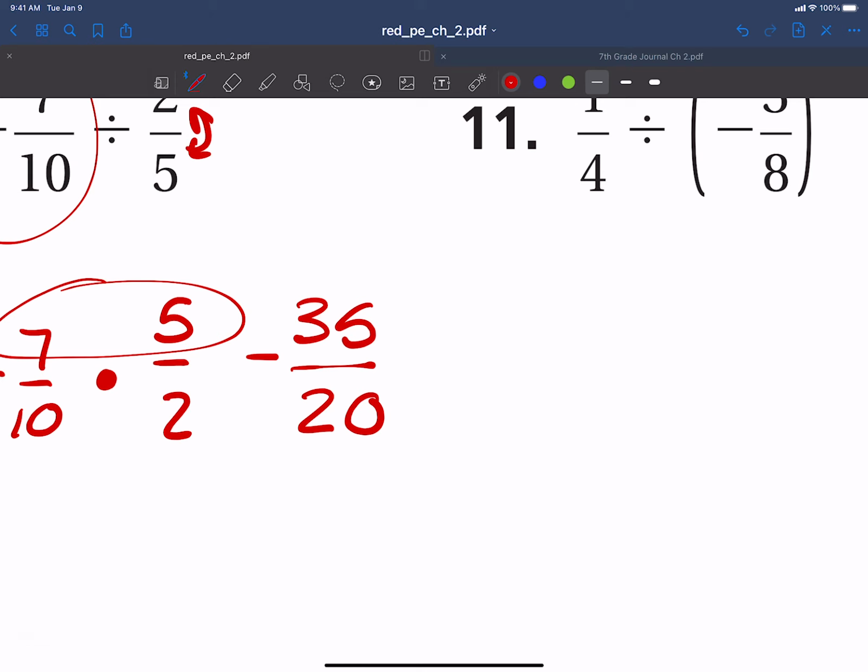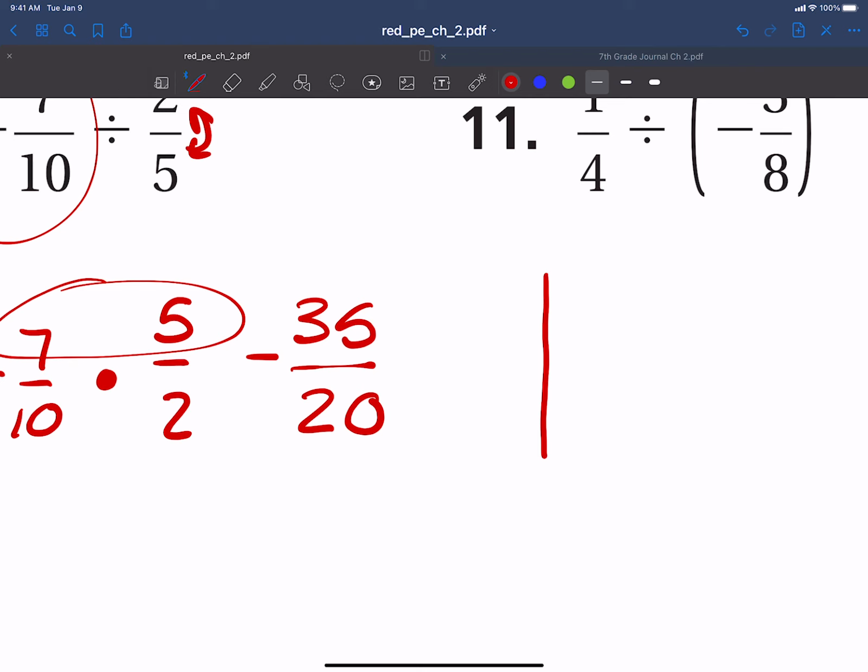Now here's the part where kids mess up. Reducing. Guys, it's not that bad. Just ask yourself, how many 20s could come out of a 35 without going over? 1. Because 2 would be 40, right? Now watch what you do. A giant 1. With a negative. Yes, but hold on.